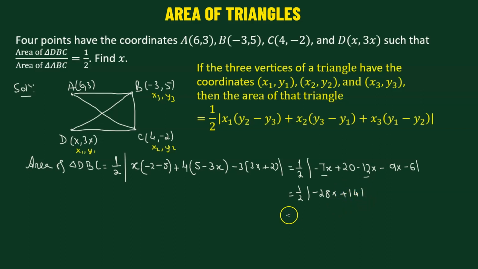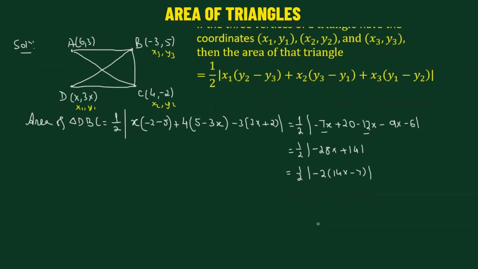Fine. Now what we can do, let's take -2 as the common factor. So we have -2 times 14x minus 7. Now we know that the absolute value makes everything positive. So we're going to have +2 divided by 2 multiplied to the absolute value of 14x minus 7. So here we can factor out 2 from both numerator and the denominator. Now we are left with 14x minus 7. We'll keep the absolute value.